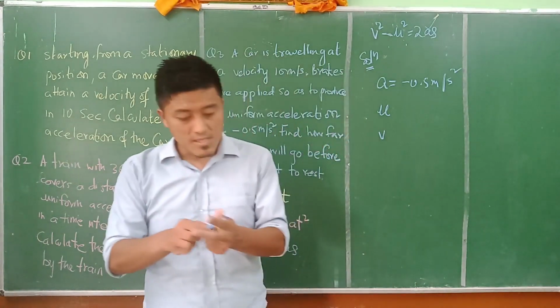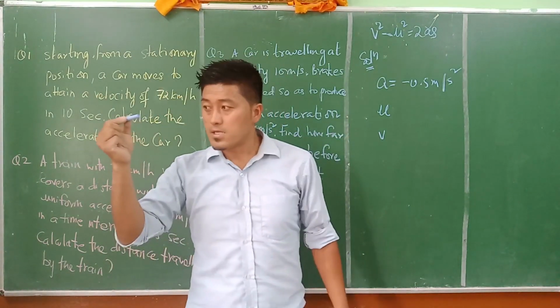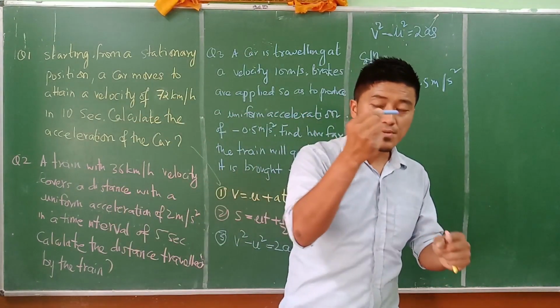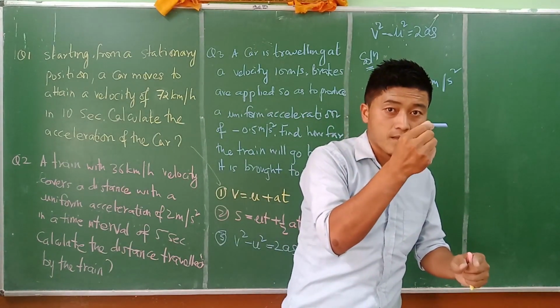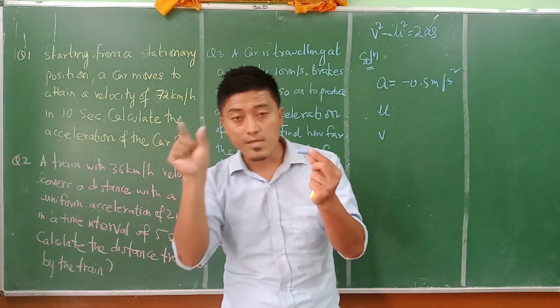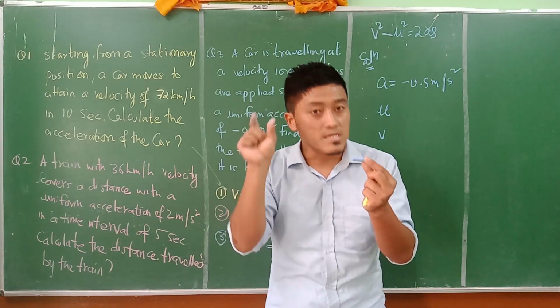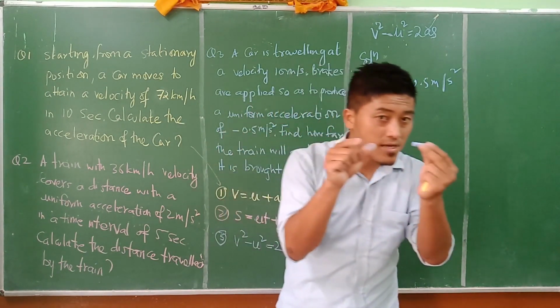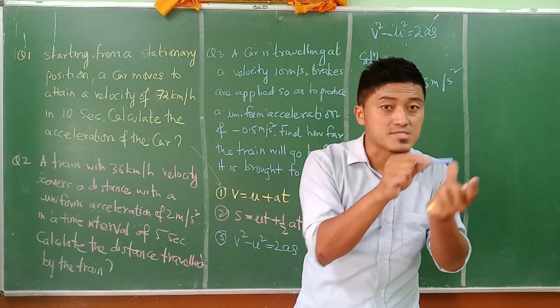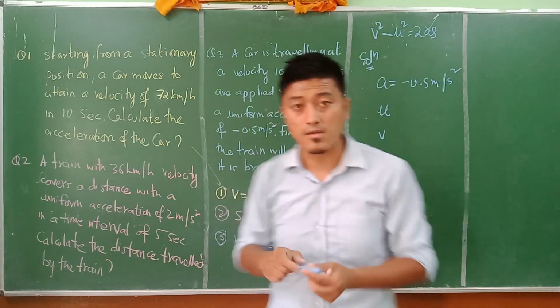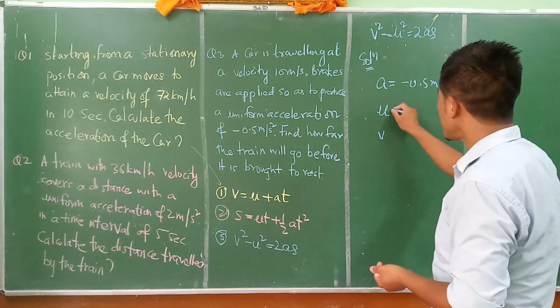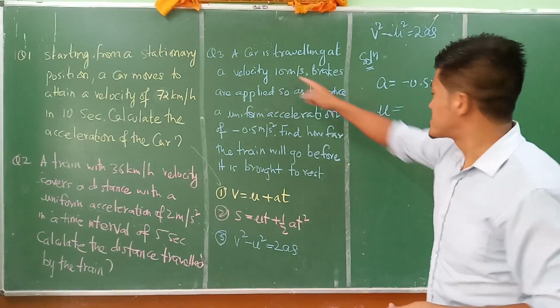0. Let us suppose imagine this is a car. 10 meter per second. Suddenly brakes are applied. It stops here. Now that 10 meter per second is the initial velocity. When the brakes are applied, it stops. That is the final velocity, which is equal to 0 meter per second. So how are we going to write here? U is equal to 10 meter per second.